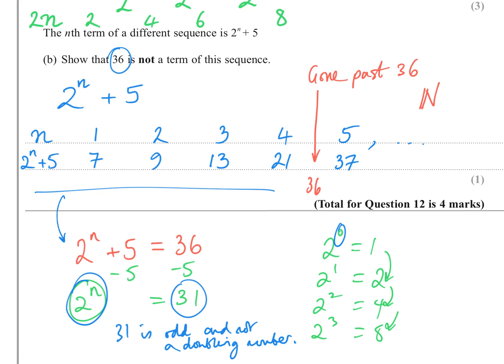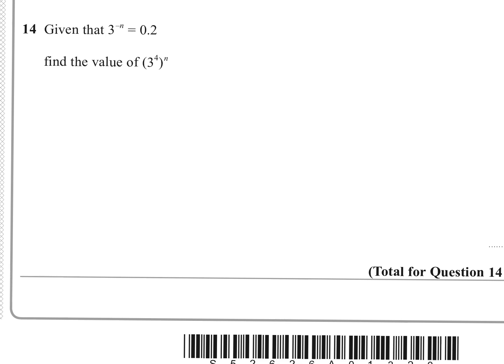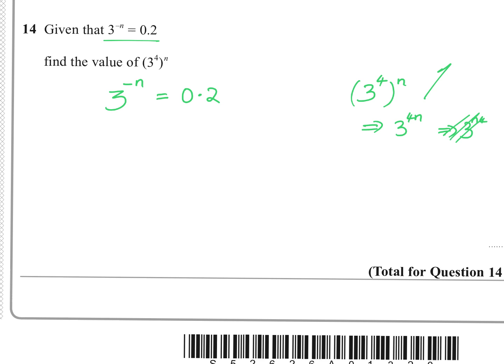Okay, so let's have a look at the next question. Question 14. We're given that 3 to the power negative n equals 0.2, and we have to work out the value of 3 to the power 4 to the power n. This incidentally is the same as 3 to the 4n. You wouldn't necessarily say 3 to the n4, that's just not mathematically used at all. So you want to look at your rules of indices if you're not sure on that.